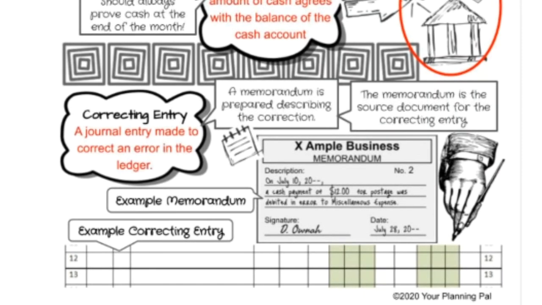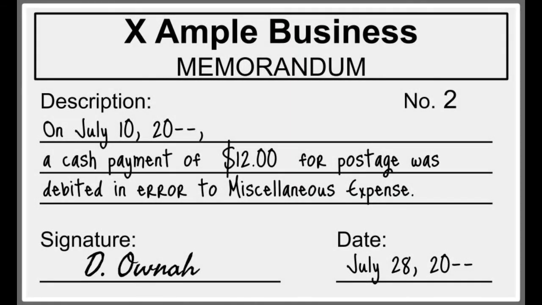Down at the bottom, our correcting entry definition is a journal entry made to correct an error in the ledger. So a memorandum is prepared describing the correction, and the memorandum is the source document for the correcting entry. So mistakes are made. Honestly, it's pretty common for mistakes to be made in accounting, but it is all about finding those and correcting them before moving on. In our example memorandum here, you'll see that on July 10th, a cash payment of $12 for postage was debited in error to miscellaneous expense. The owner signed it and they dated it July 28th.